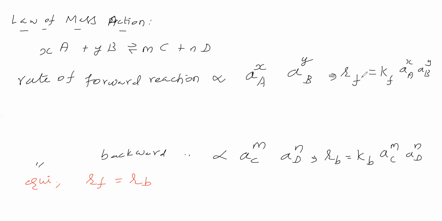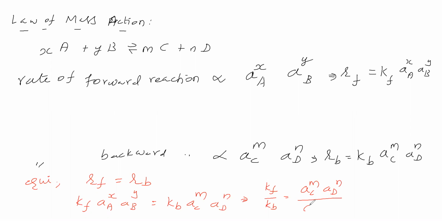Let us substitute the rate of forward: Kf into active mass of A power X, active mass of B power Y is equal to the rate of backward. We will substitute that: Kb into active mass of C power M, active mass of D power N. Then we will rearrange this. Kf by Kb is equal to the active mass of C power M, active mass of D power N, divided by the active mass of A power X, active mass of B power Y.